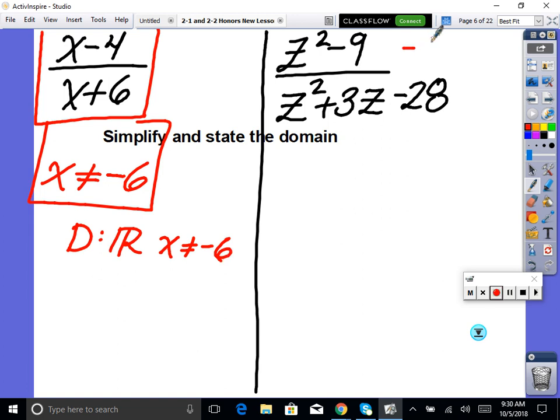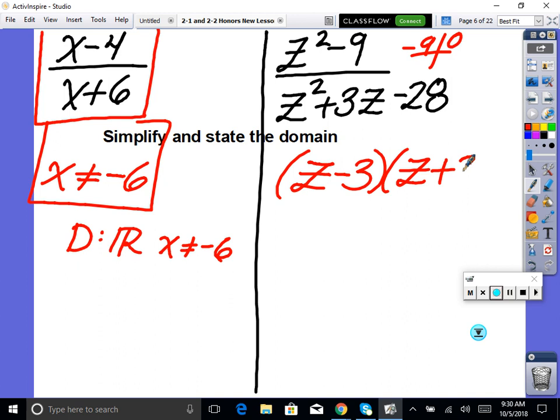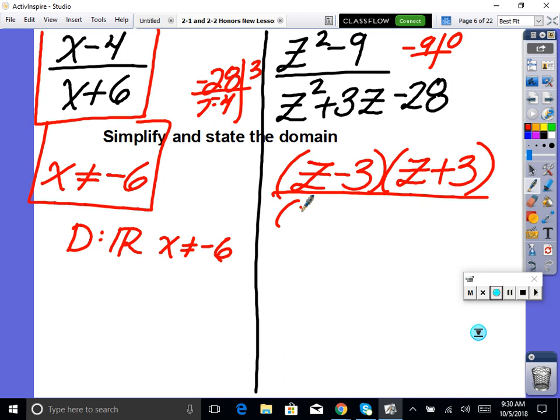Okay, let's look up here. What multiplies to be negative 9 adds up to be 0. Positive 3 or negative 3. Good. So the top factors to be z minus 3, z plus 3. If we can't factor, we can't pass this test. We've got to be really good at that. Then looking at the bottom, what multiplies to be negative 28 and adds up to be 3. And I can quick factor the bottom as well. So the bottom factors to be z plus 7, and then z minus 4.